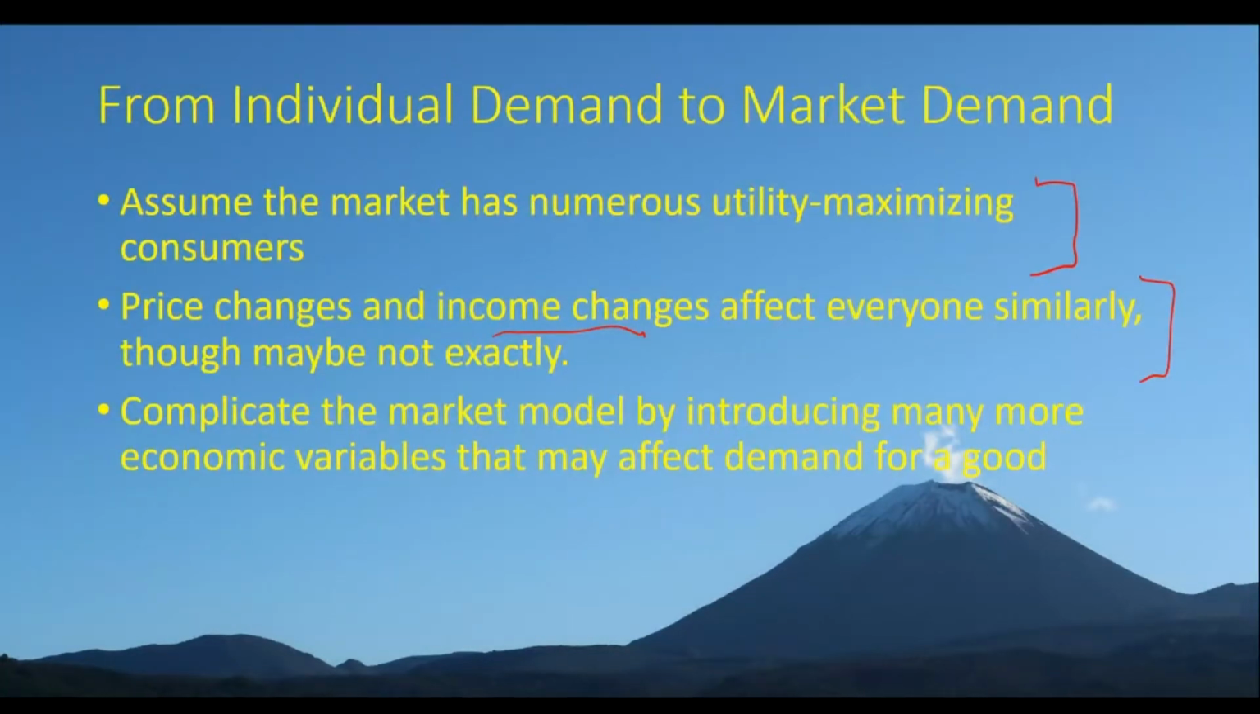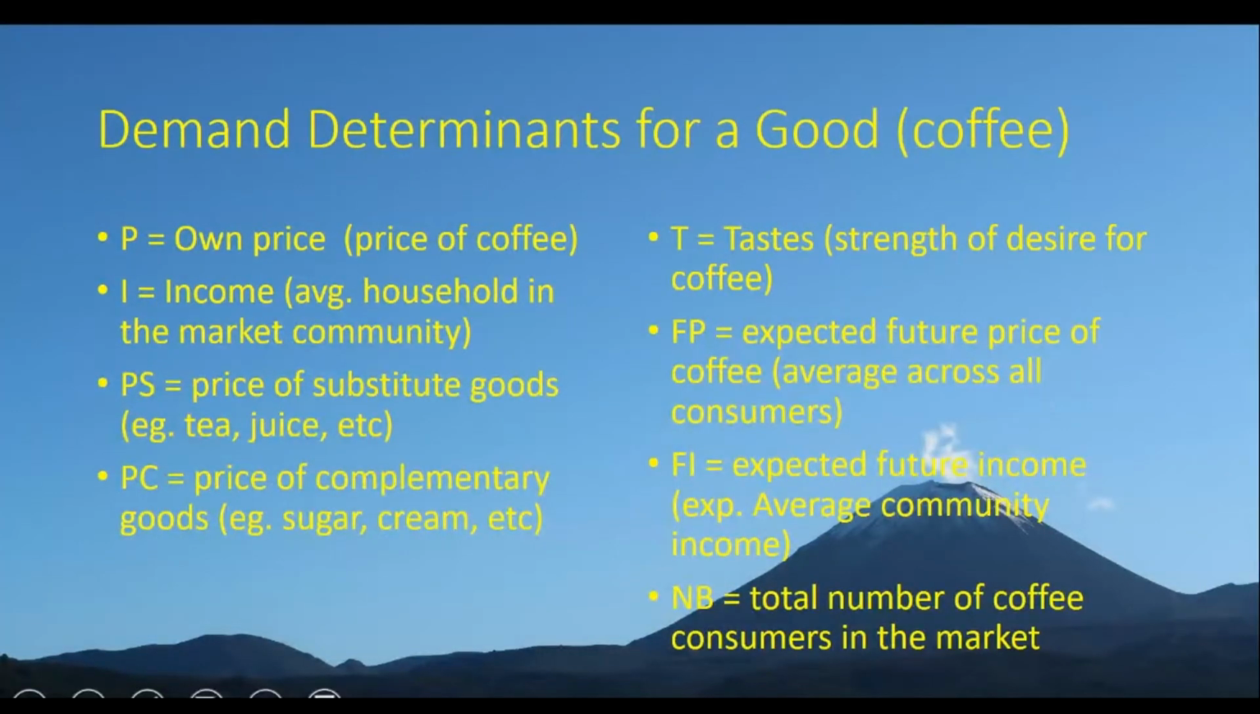And we're not going to go back and try to derive everything explicitly with the indifference curves and budget constraint model. That can be done. It will be done in an intermediate microeconomics course, but we're not going to do any more with that here. We're just going to go forward and see where we get. Okay, and like I just said, we're going to complicate the model by introducing many more economic variables that may affect demand for a particular good in the marketplace. Okay, so let's start to do that.